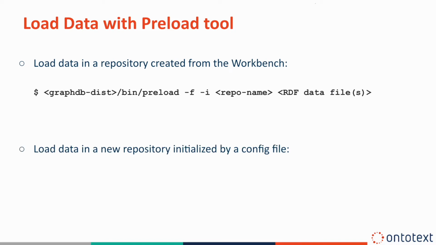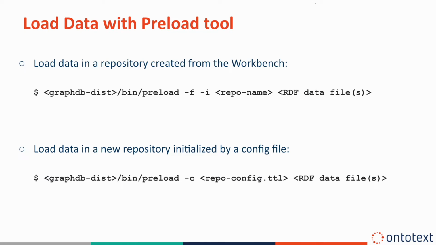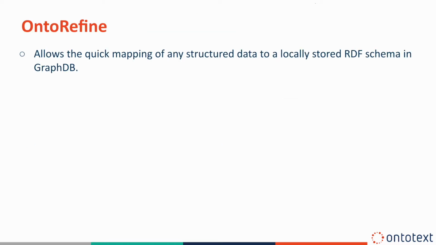To load data in a new repository initialized by a config file, enter in the command line, preload, then the name of the file for repo configuration, then serial or parallel mode, and the name of the RDF data file. OntoRefine allows the quick mapping of any structured data to a locally stored RDF schema in GraphDB.